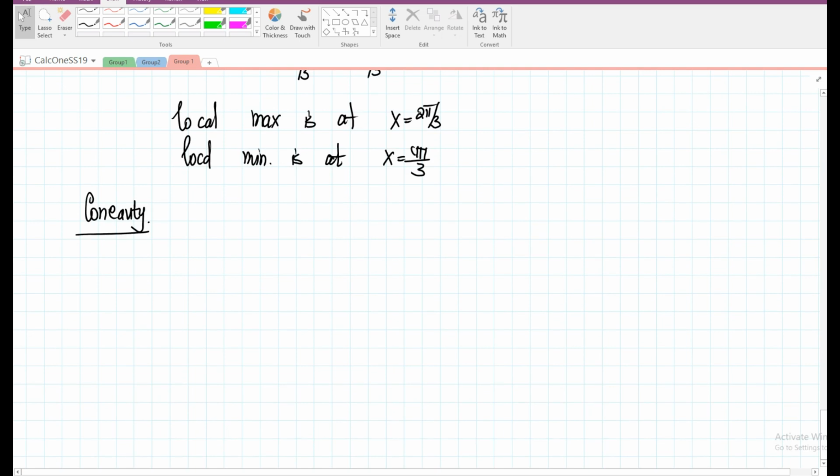Hmm? Oh, what do you mean? No, concavity?